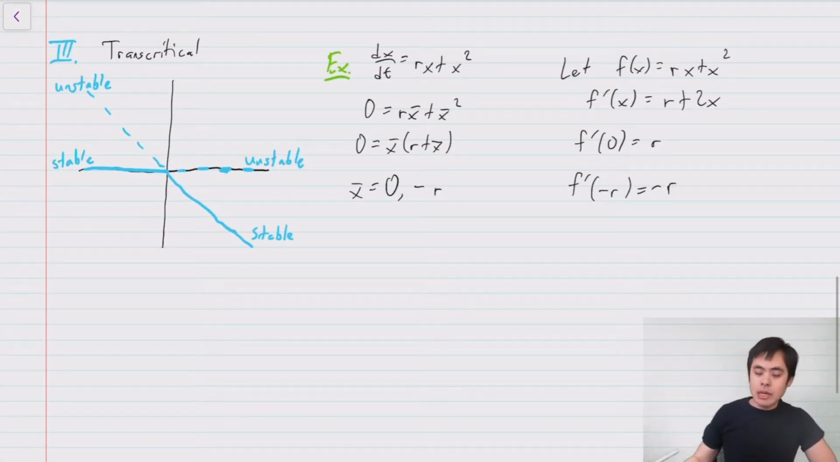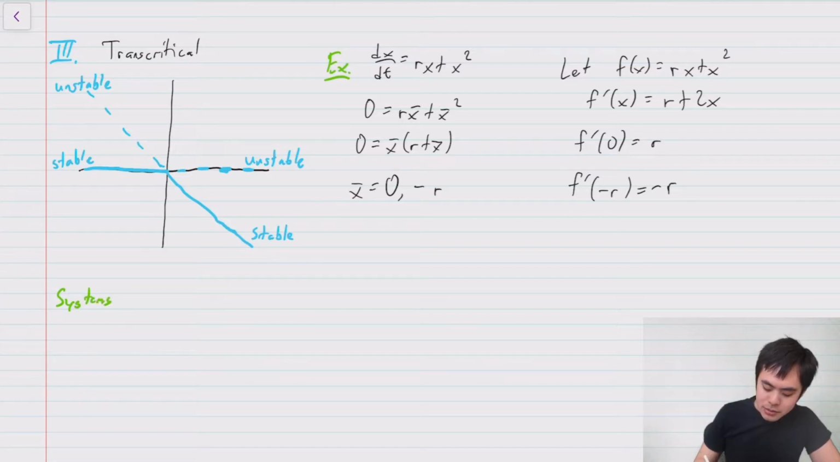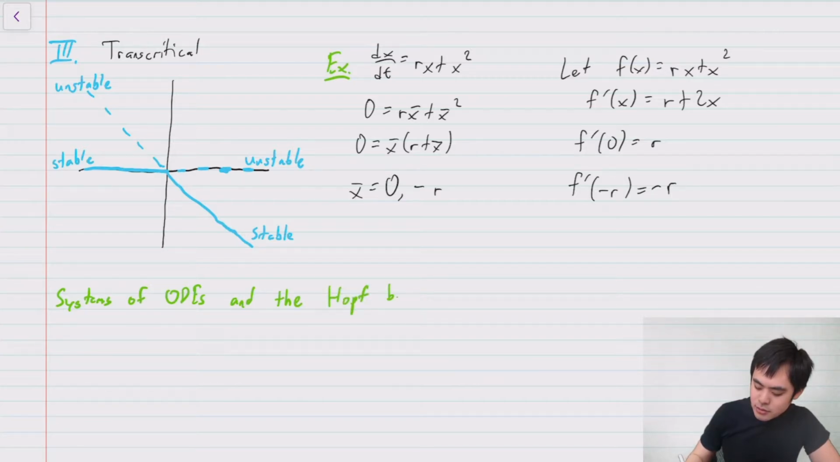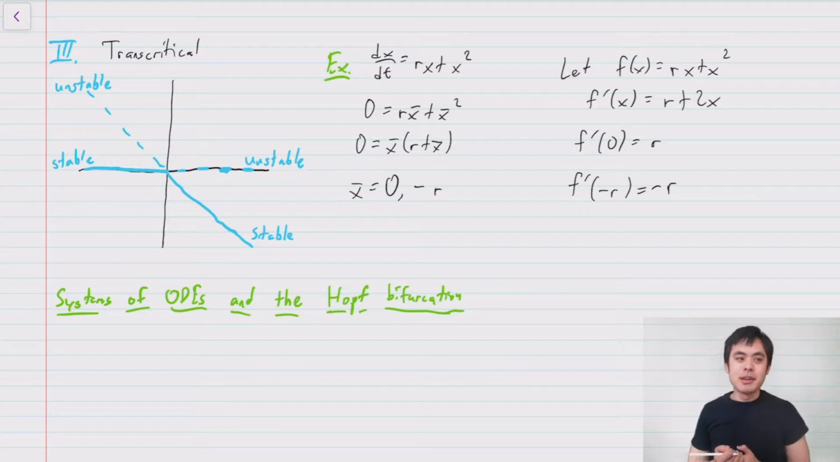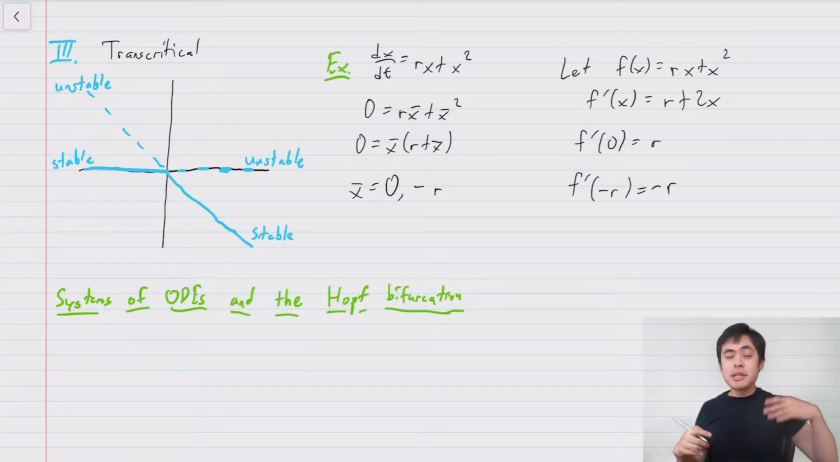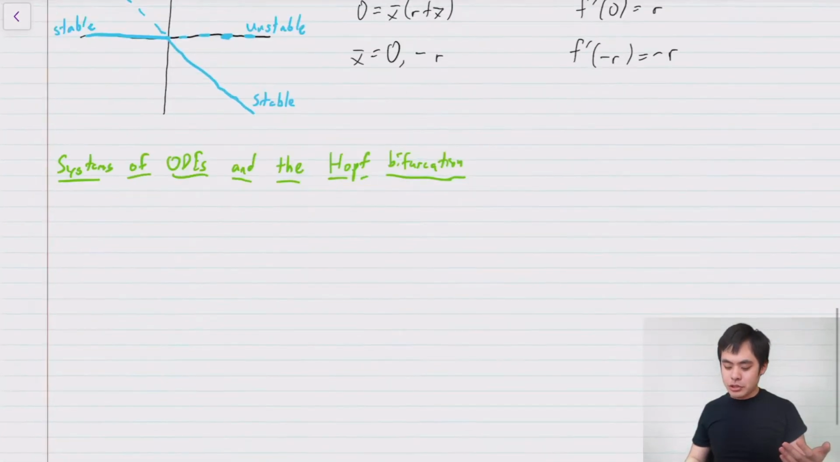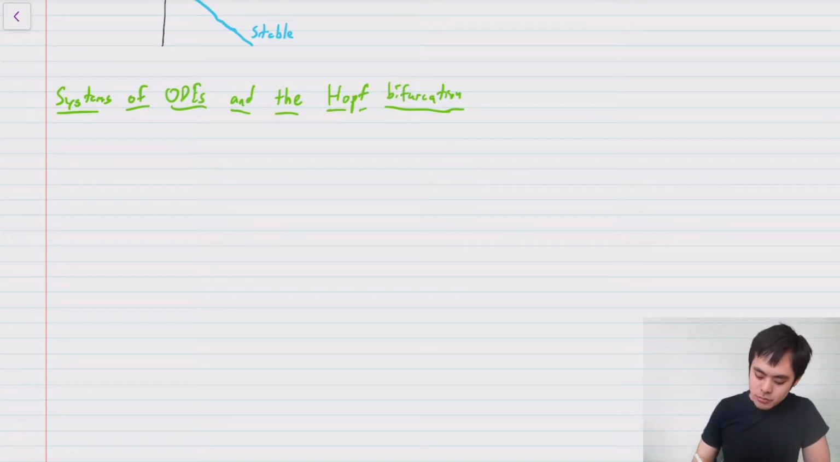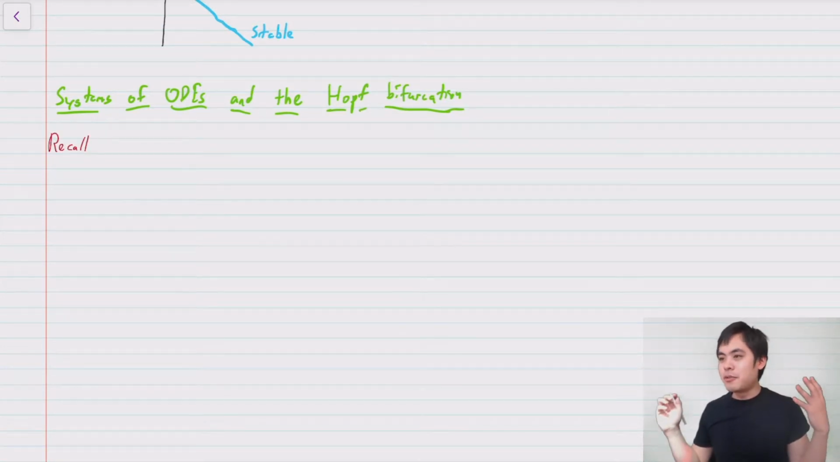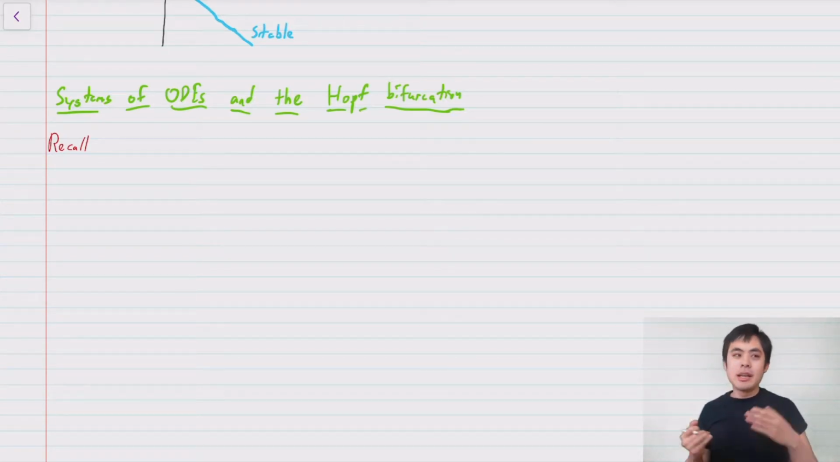Okay, so now let's go ahead and move on to systems of ODEs and the Hopf bifurcation. So at this point, you should be wondering, if you've been paying attention, what happened to the fourth bifurcation type that we had with difference equations. When we were talking about difference equations, we had these three bifurcations: the saddle node, the pitchfork, and the transcritical. But we also had a fourth. So why didn't we give a fourth bifurcation type for the first order ODE above?